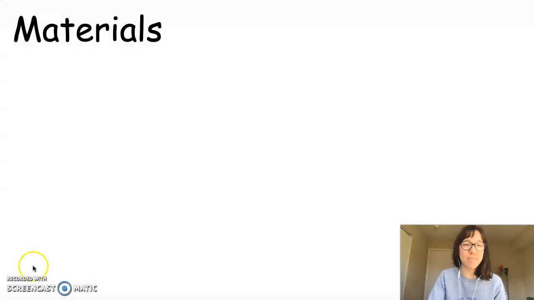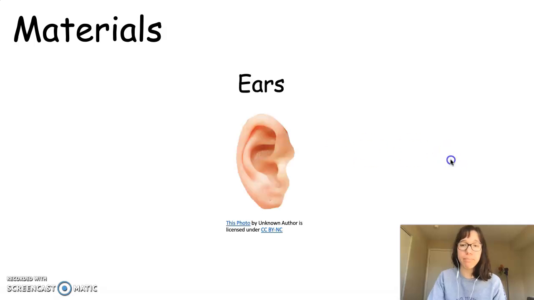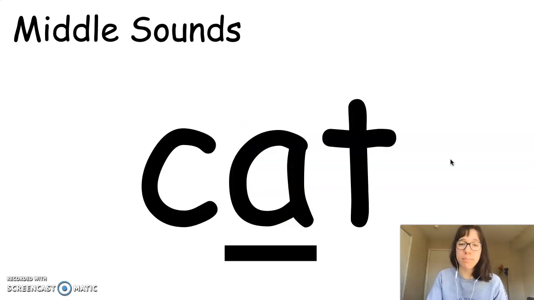Today we're going to be working on our middle sounds. We're going to be using our listening ears to try to pick out the middle sound in each word and decide what vowel makes that sound. Let's get started. For this lesson, the only materials we're going to need are our ears, okay? The only thing you're going to have to do is listen to each one of these words, and then you make the choice as to what vowel will be making that sound. Let me show you what I mean.